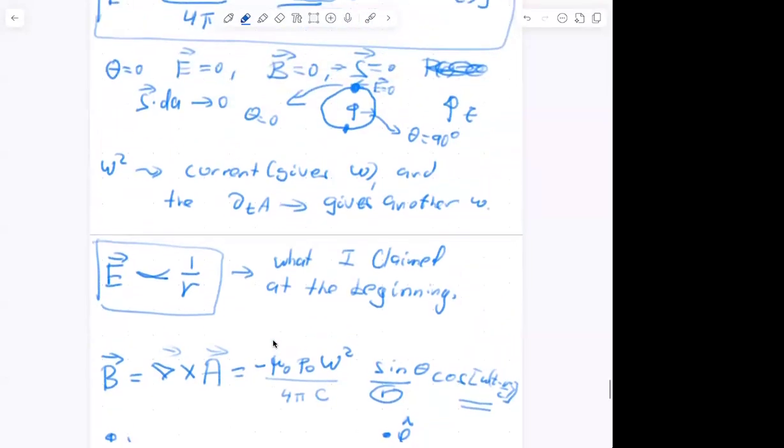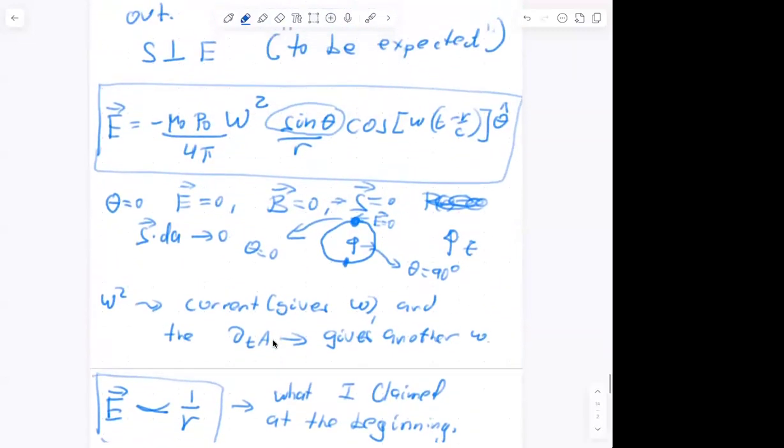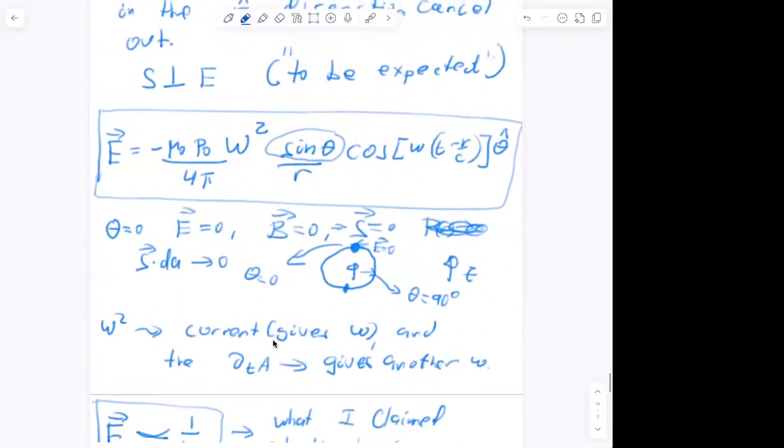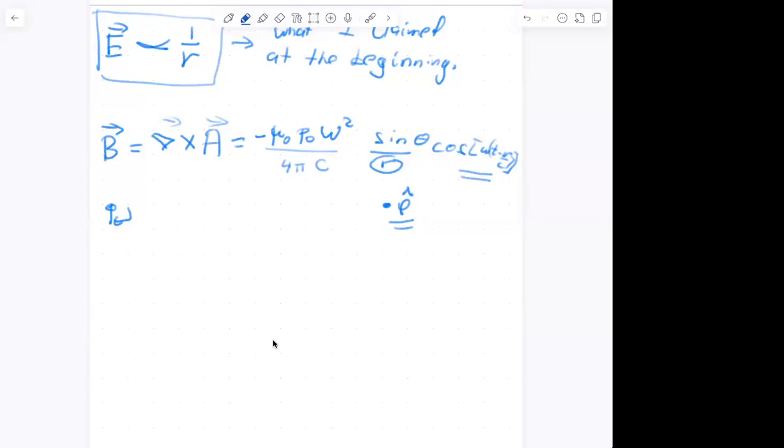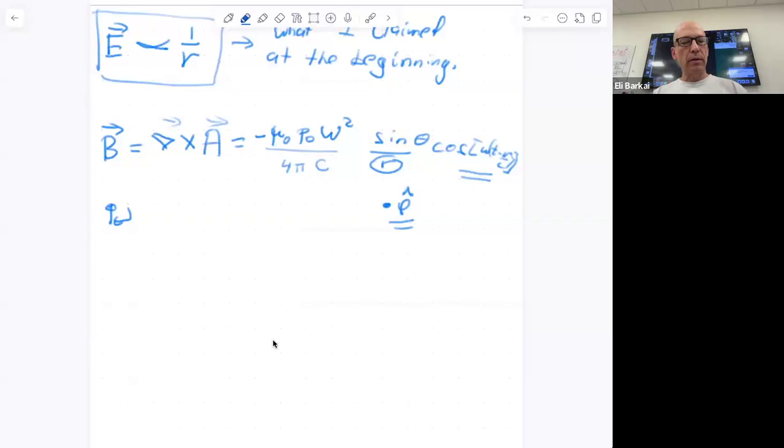You differentiated the cosine of omega r over C. Yeah, that is the correct thing, but it's also something that you saw in this class. That is, the B in absolute value is the same as the E divided by C. Yes. This is not new in this class. Your answer is perfect, of course, but now I just want to connect it to what we said previously in the class, that B is proportional to E over C.